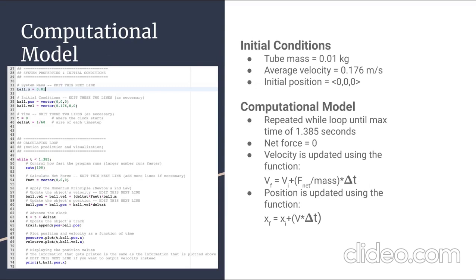Net force was set to 0, and I updated the velocity using the function final velocity is initial velocity plus net force over mass times the change in time. Since the net force is 0, the final velocity was just equal to initial velocity in this case. I updated position using the function position is equal to initial position plus velocity times change in time. And since velocity was constant, position was updated at a uniform interval.